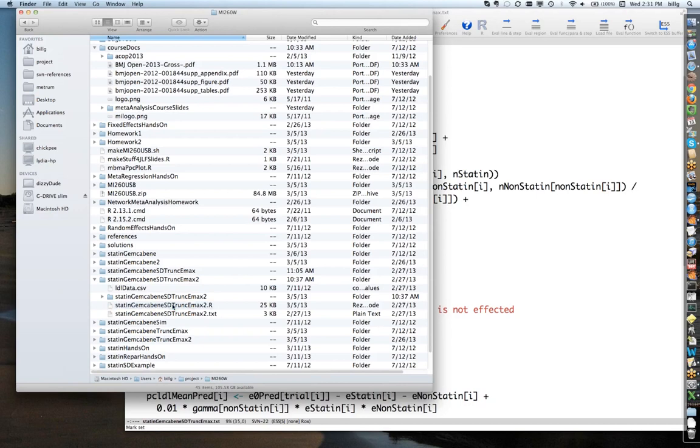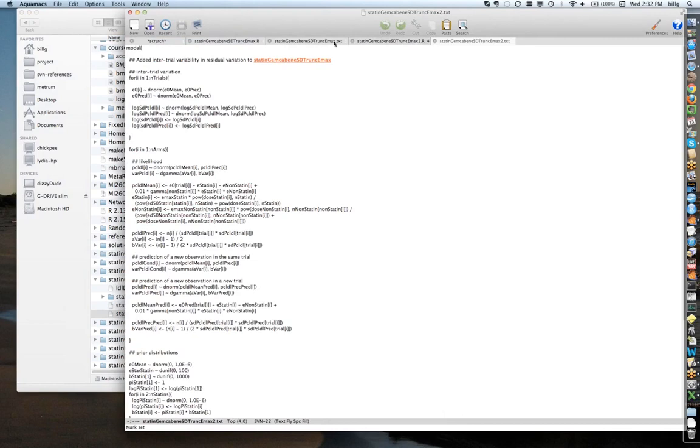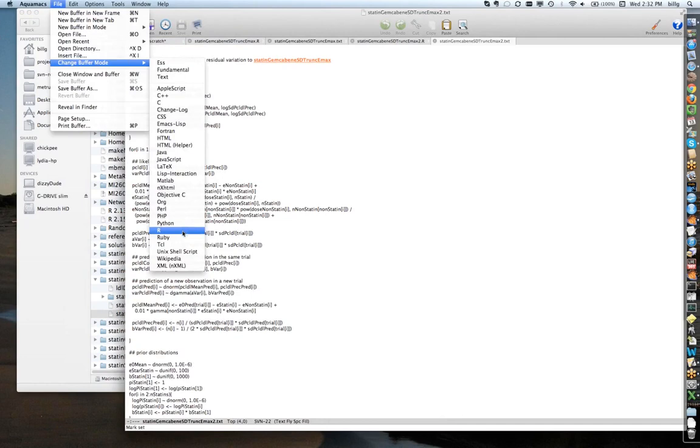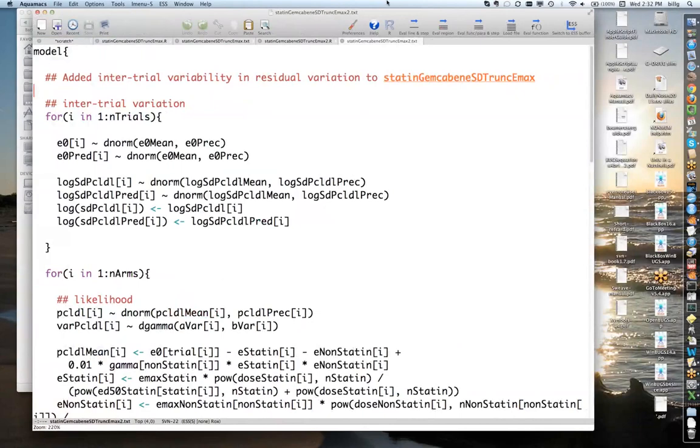So let's open up a couple of these. This is in the folder called Statin Gemcobine SD Trunk Emax 2. Okay, so this is our model. This is now taking the previous one we just did, the statin gemcobine SD trunk Emax, and incorporating that inter-individual variability in here. The approach I took, let me widen this a little.